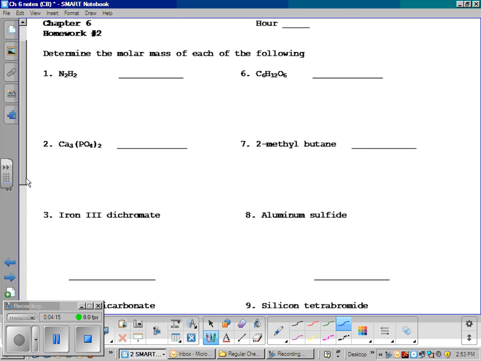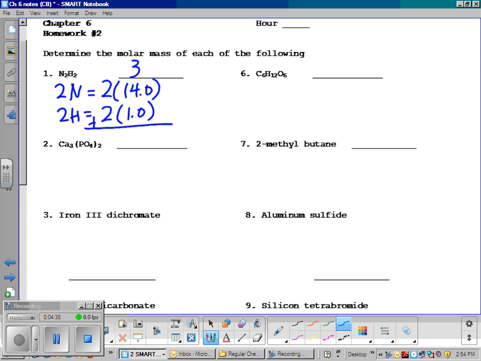So we have to determine the molar mass of each of the following. Very simply, like I said in the podcast, make sure you do atom inventory. So I have 2 nitrogen here, 2 hydrogen, and I look on the periodic chart. Nitrogen is 14.0. I have 2 of them. Hydrogen, 2 of those at 1.0, and if you recall, we're going to add that up. When I do that, I get an answer of 30.0 grams per mole. So hopefully most of these will be pretty easy for you.